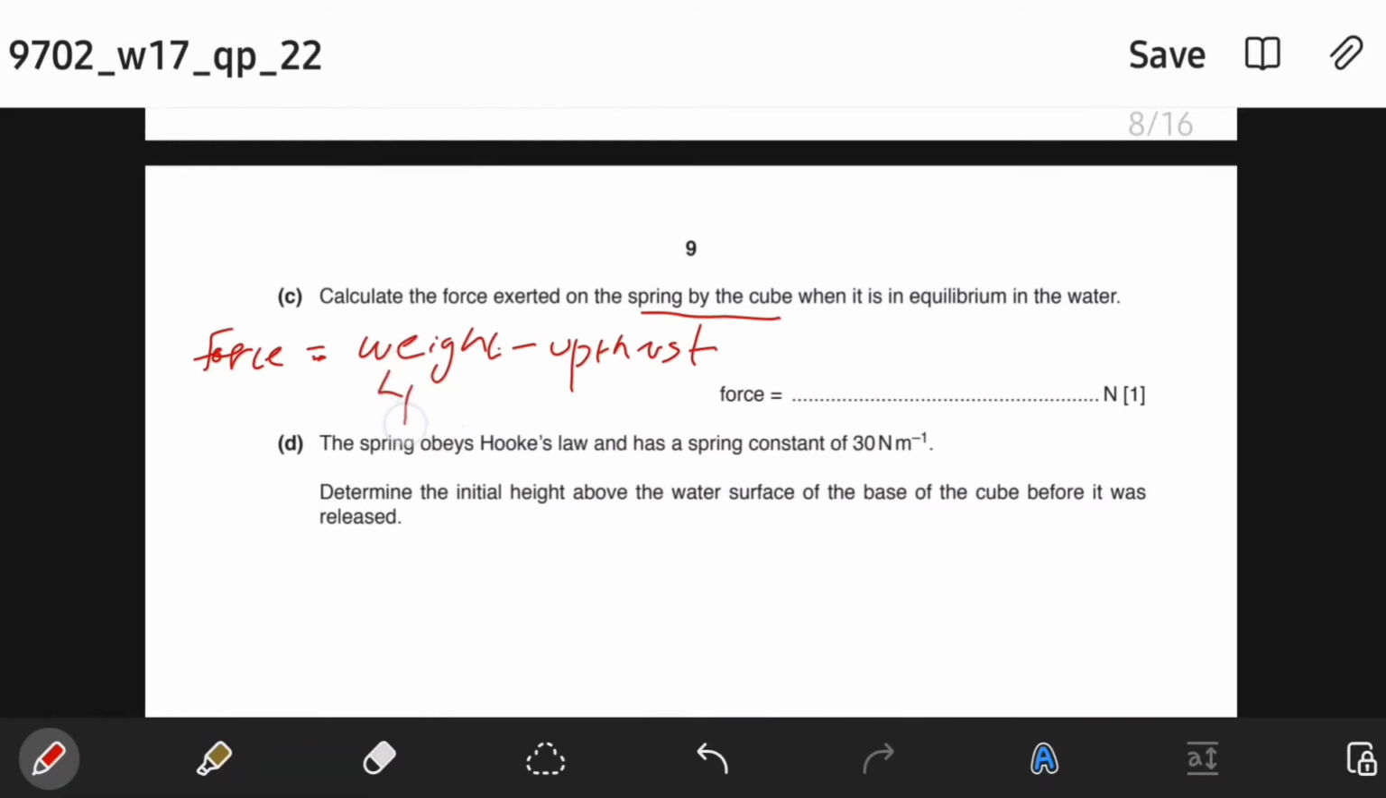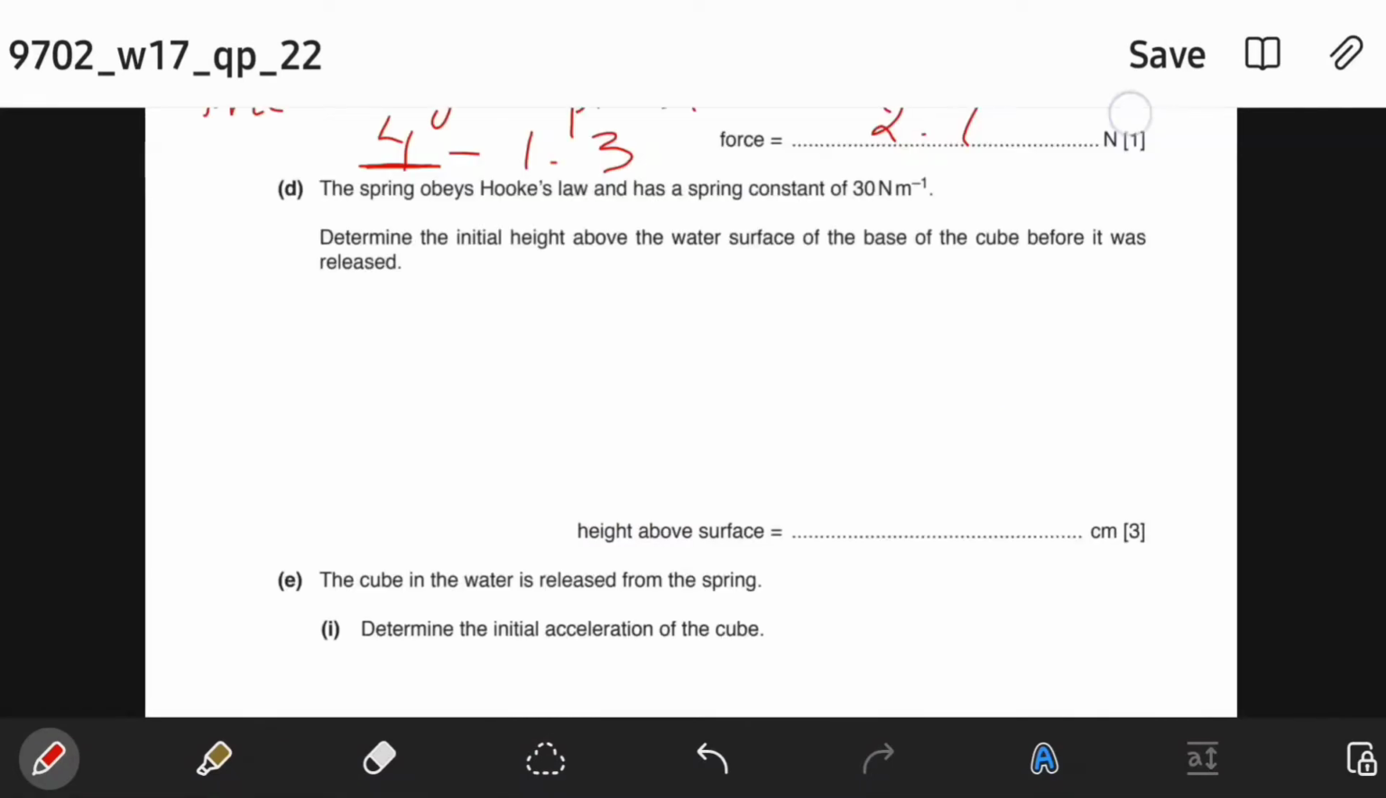So weight is given to us as 4, and upthrust we just found out is 1.3, and the answer is 2.7. So the sum of upthrust and the force on the spring, when added, would give us the weight, right? And that is telling us that the object is in equilibrium.